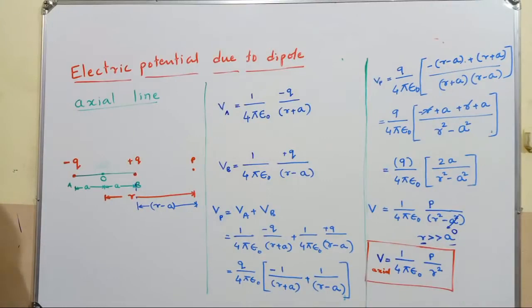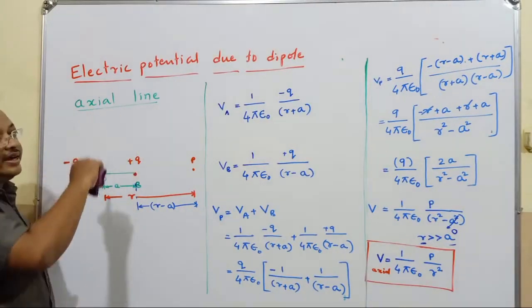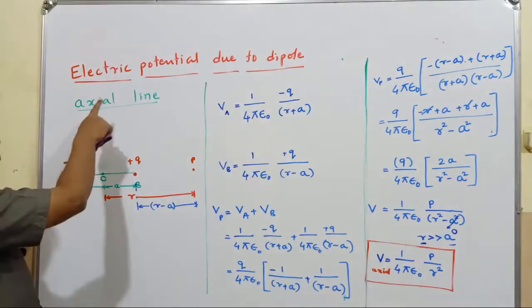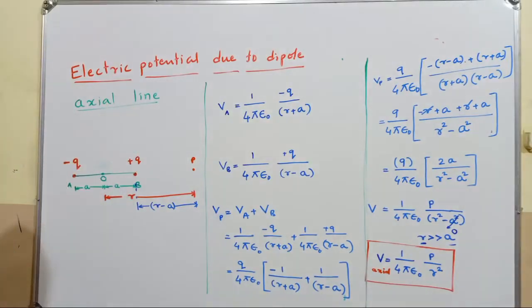So we'll see the next case. We have found it on the axial line. How about on the equatorial line?